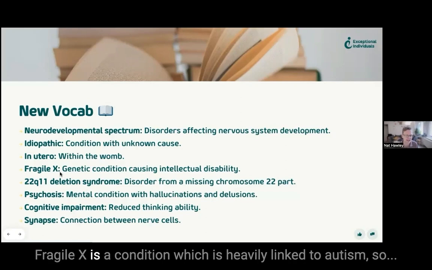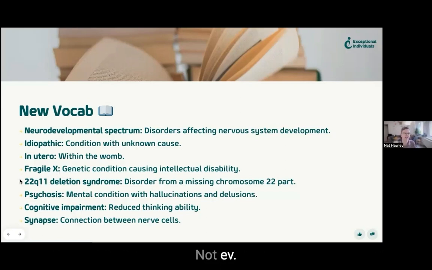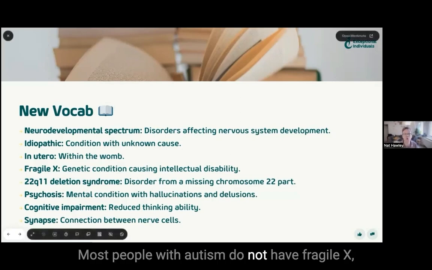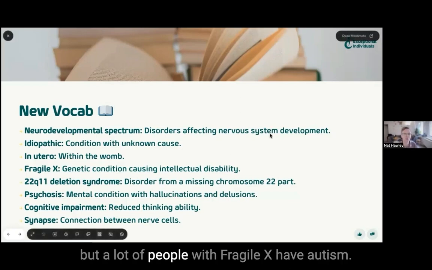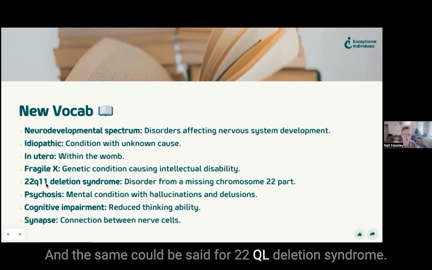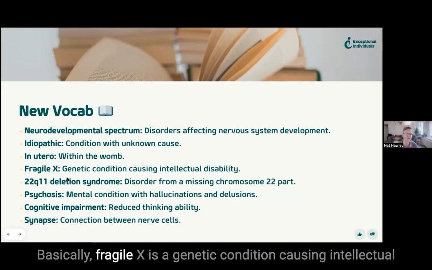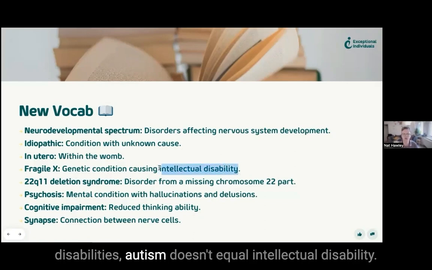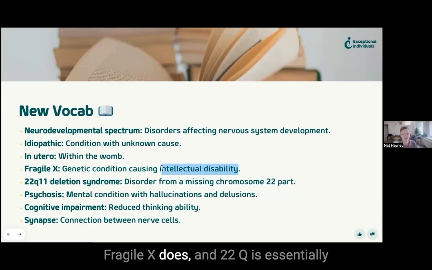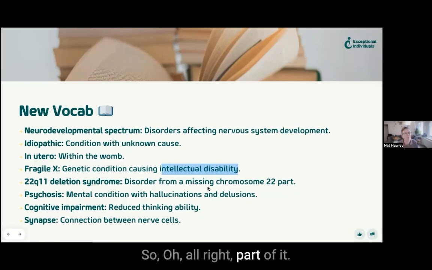Fragile X is a condition which is heavily linked to autism. Most people with autism do not have Fragile X, but a lot of people with Fragile X have autism, and the same can be said for 22q11 deletion syndrome. Basically, Fragile X is a genetic condition causing intellectual disabilities. Autism doesn't equal intellectual disability, Fragile X does. And 22q is essentially when you're missing a chromosome, or part of it.